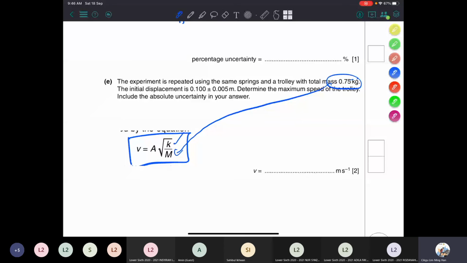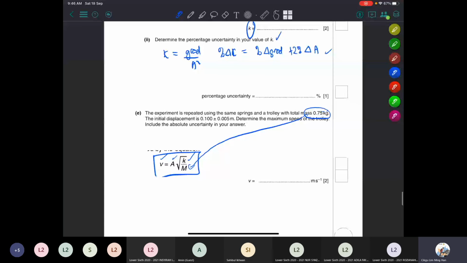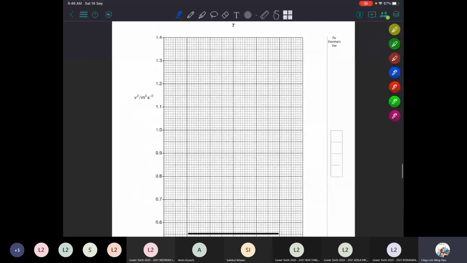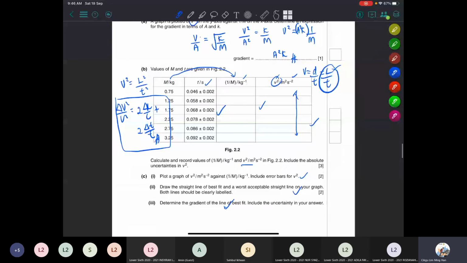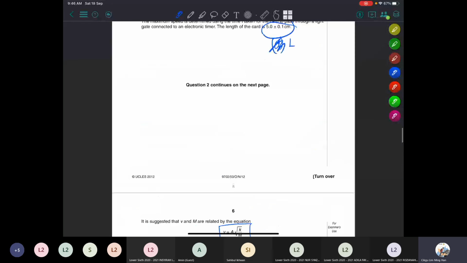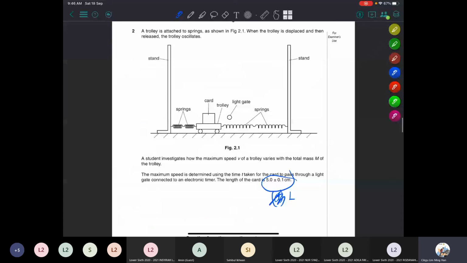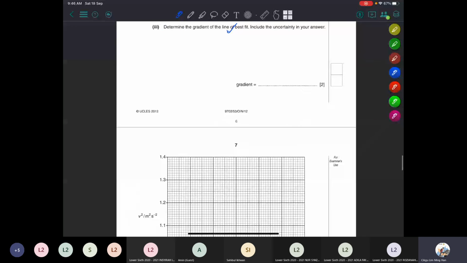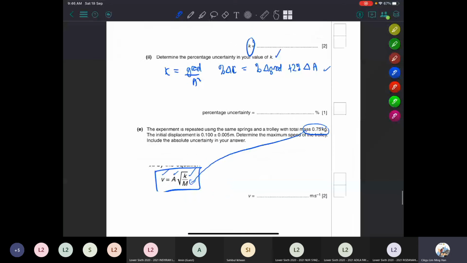The initial displacement determines the maximum speed. Can you find the maximum speed? Okay. Initial displacement. Do I need to include the displacement? No need, correct? Initial displacement. So I think you just use this one. You can try this one.